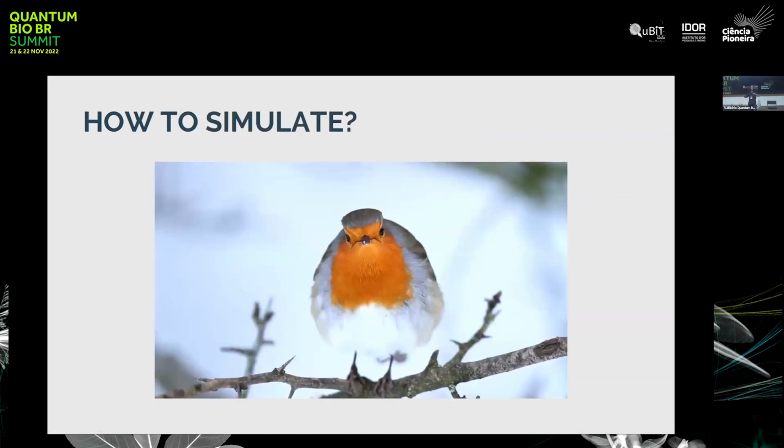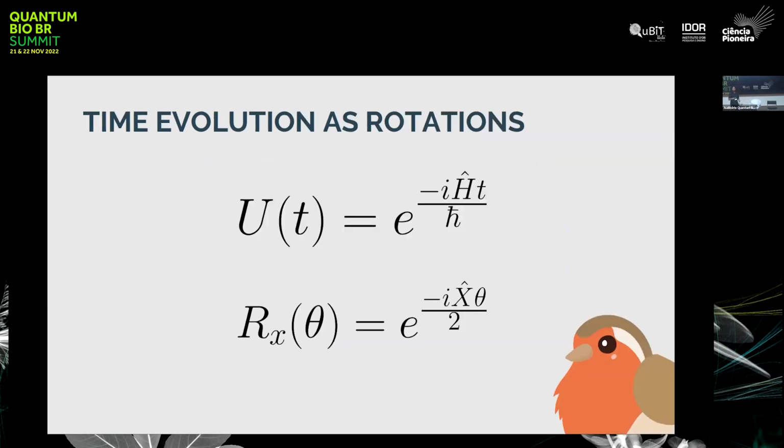Now that you know the whole math behind it, how do we simulate it? First, we need to take into account that unitary time evolutions have the same mathematical form as rotations, as rotational operators. You can see it easily because spin precession is similar to normal precession in classical physics.